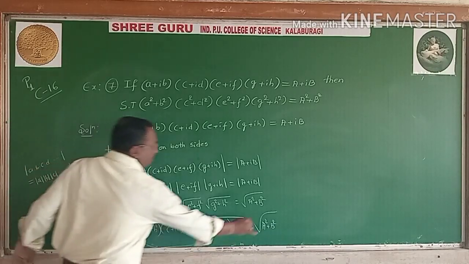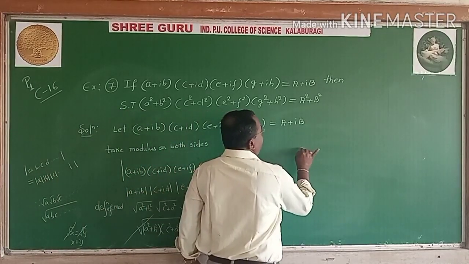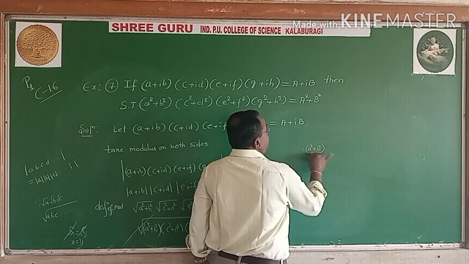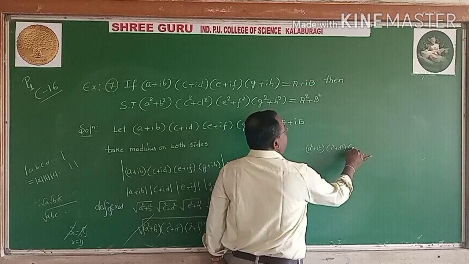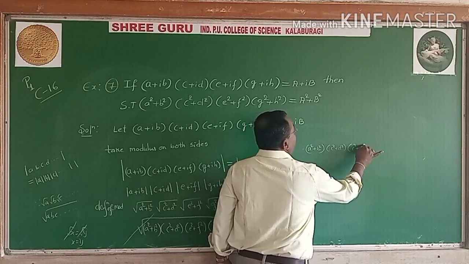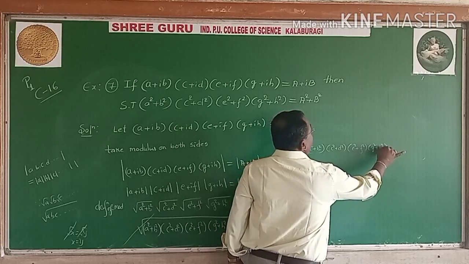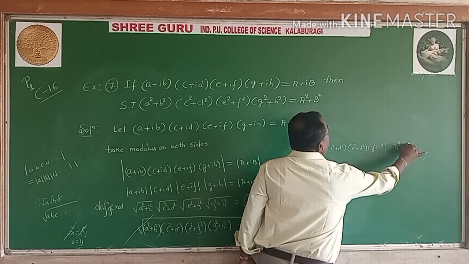Here the square root gets cancelled, therefore (a square plus b square)(c square plus d square)(e square plus f square)(g square plus h square) is equal to a square plus b square.